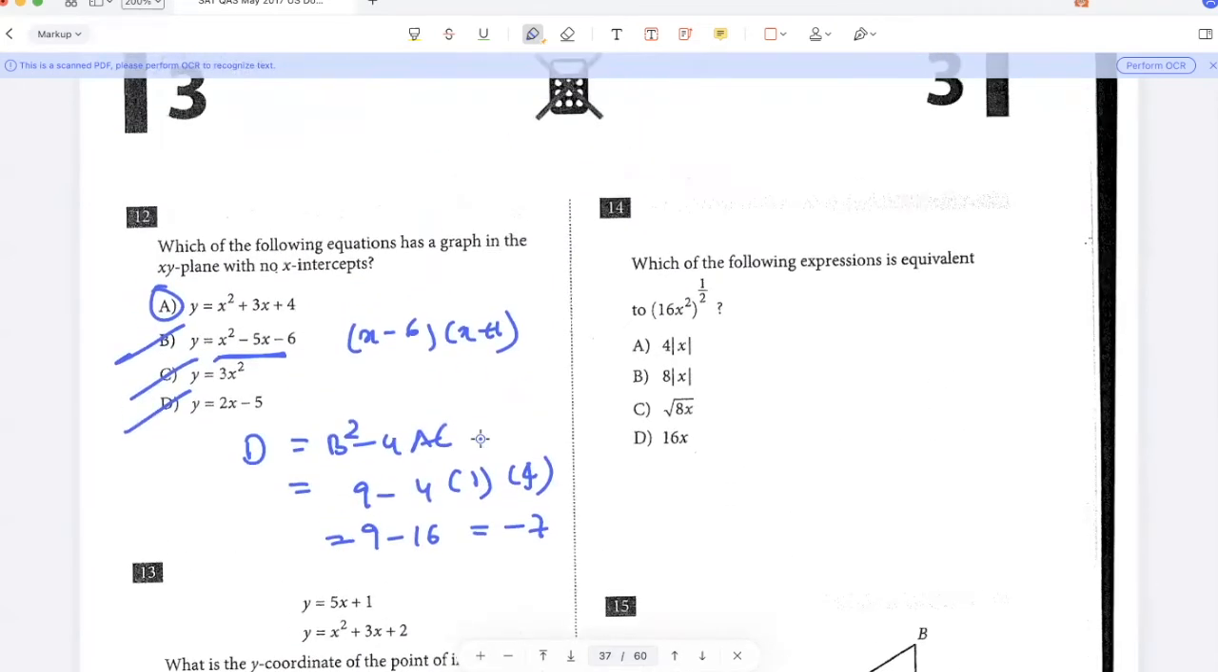Which of the following expressions is equivalent to (16x squared) to the power 1 by 2? So that's the square root of 16x squared. So that's 4 times, I should say modulus of x, because if it's x squared, then the modulus of x will always be the positive value and the square root is the positive value. So this is option A, 4 times modulus x.